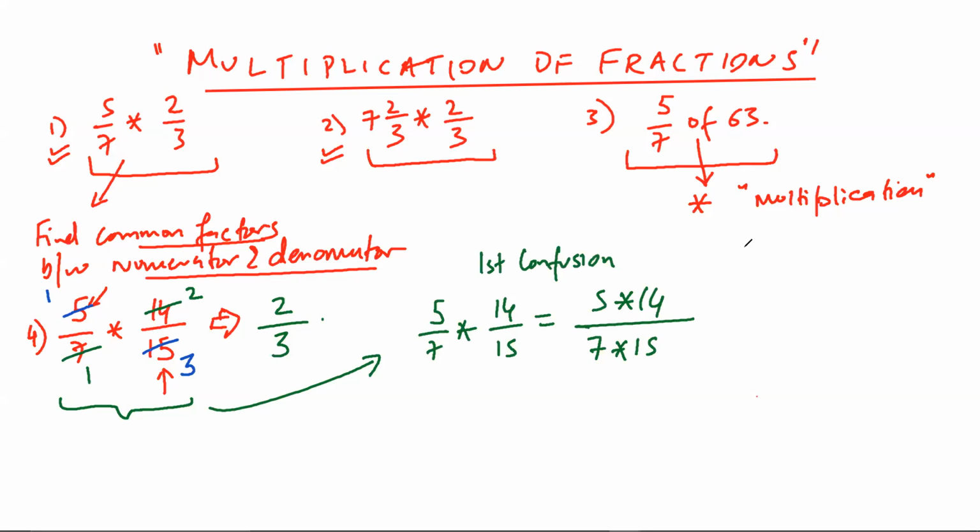The second confusion that students have is that students generally, you will see your classmates also doing this. They will start multiplying 5 and 14. So 5 and 14 is 5 fours are 20, 70, and 15 into 7 is 105. Sarthak, have you understood what I have done? Yes, sir.